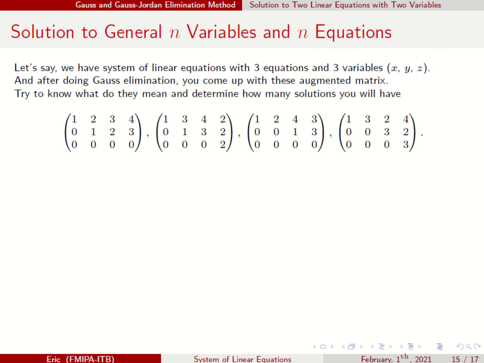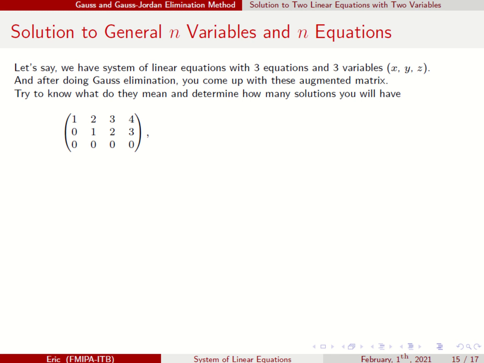Okay, let's look at this example. The first example, you have three equations, but the third equation is not there. So apparently you just have two equations, but you have three variables. If the number of variables is more than the number of equations, usually you have infinitely many solutions.